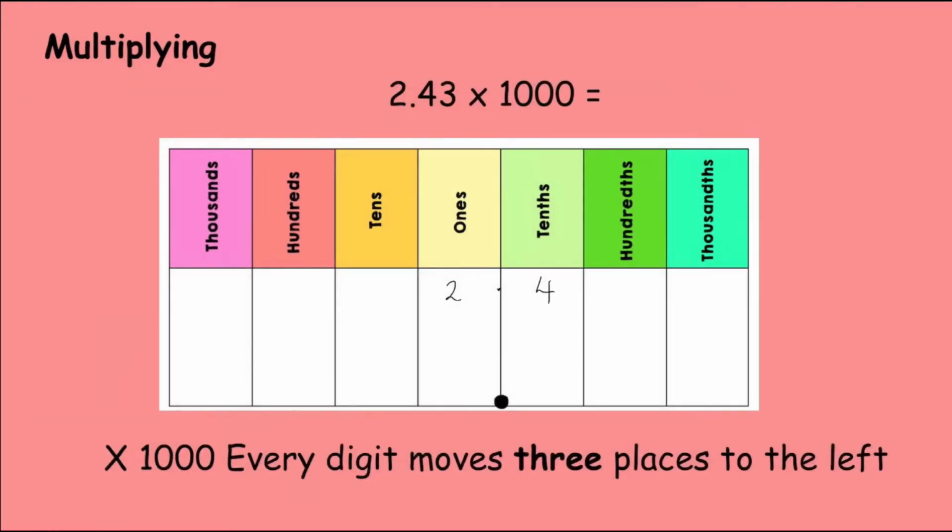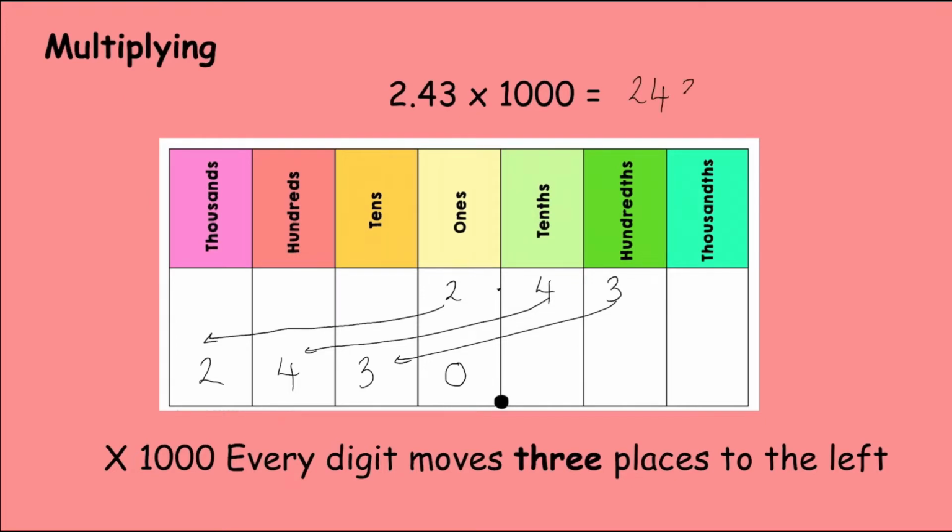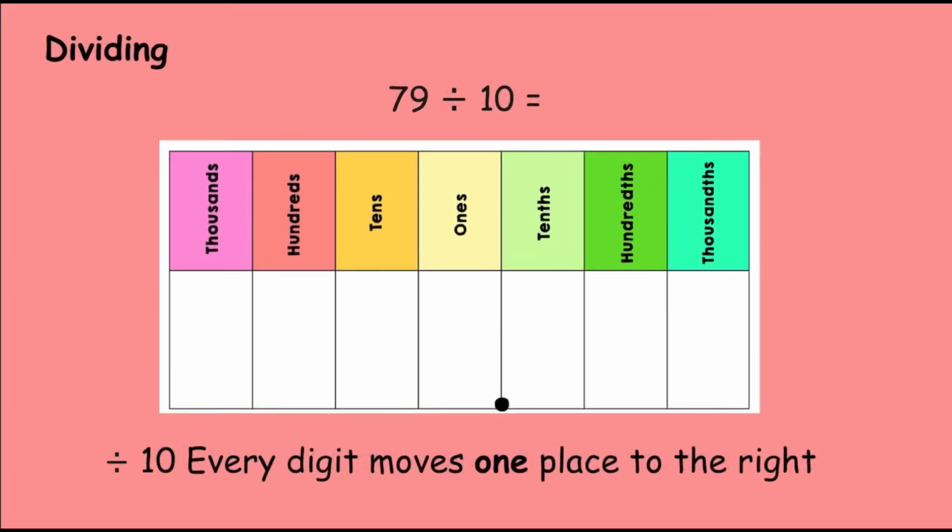An example using decimals. Multiplying by 1000 means moving all digits 3 places. The way to help your child remember how many places to move the digits is to look at the zeros in the number. 1000 has 3 zeros, therefore it moves 3 places. Here, 2.43 multiplied by 1000 is 2,430.